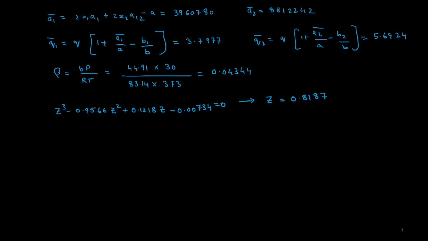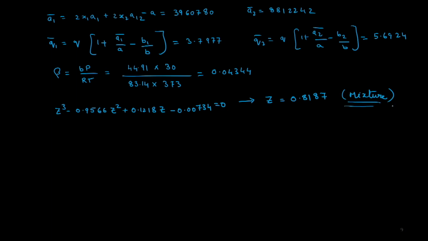Using the values of A for the mixture. This is for the mixture. So when I get the coefficients for this cubic equation, I have used A and B for the mixture, and then once I get the coefficients, I can find the root to be that. So this is for the mixture.